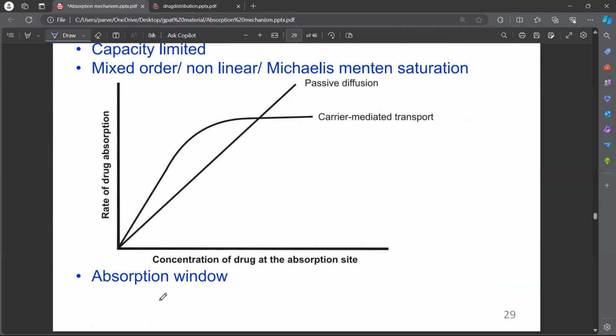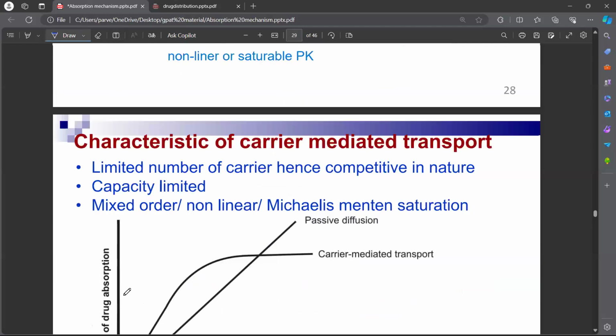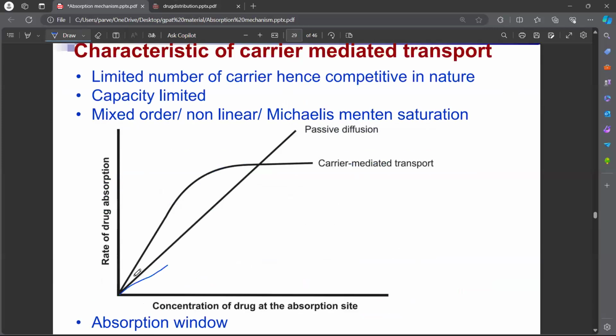Passive diffusion comes under linear pharmacokinetics, where as the concentration of the drug at the absorption site increases, the rate of drug absorption also increases. For carrier mediated transport, as the concentration increases, the rate of absorption increases. But at a particular point, when the carriers present in the GIT get saturated with the drug, further addition of the drug has no carrier to be transported across the membrane, which leads to saturation.